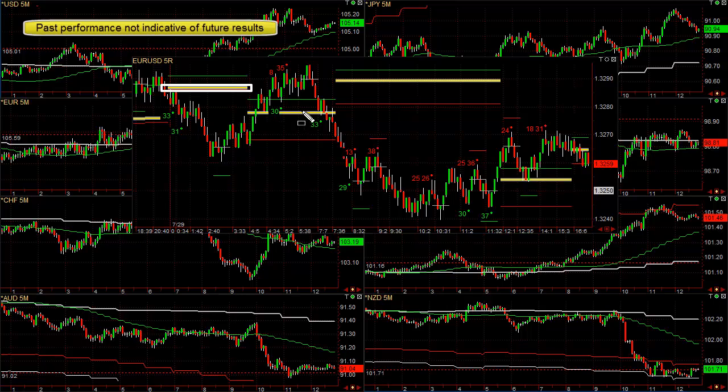If it's above the point of control, you're better off looking to buy. This trade should have worked. It didn't. When you're underneath the point of control, if you look for sell, as you can see, these trades mostly all worked.